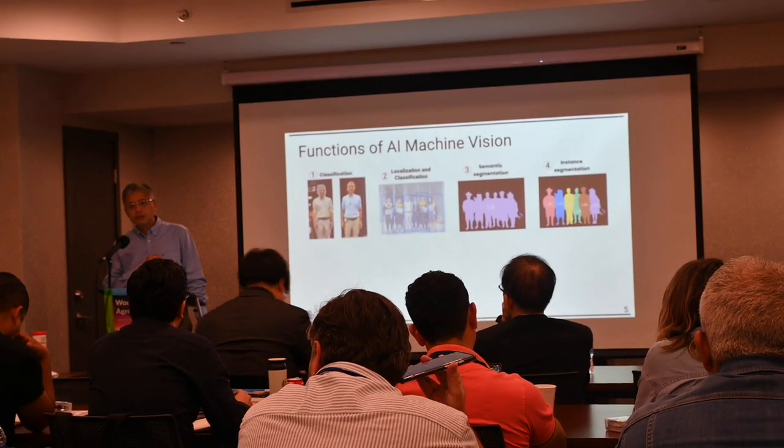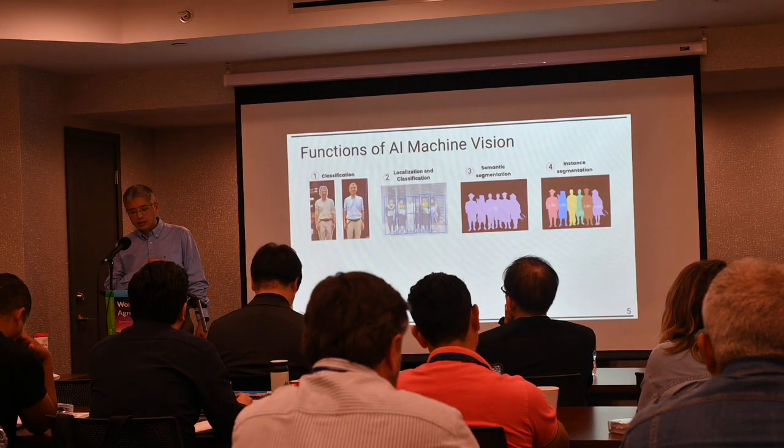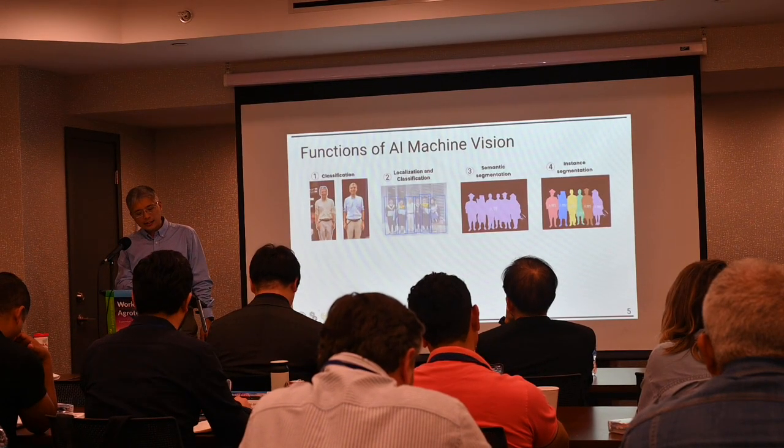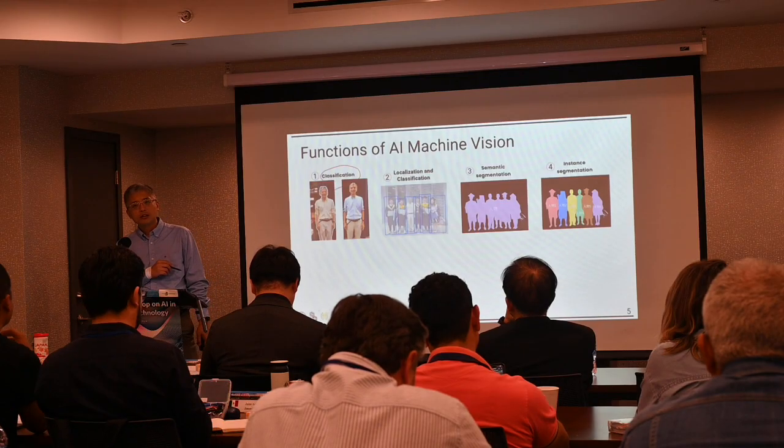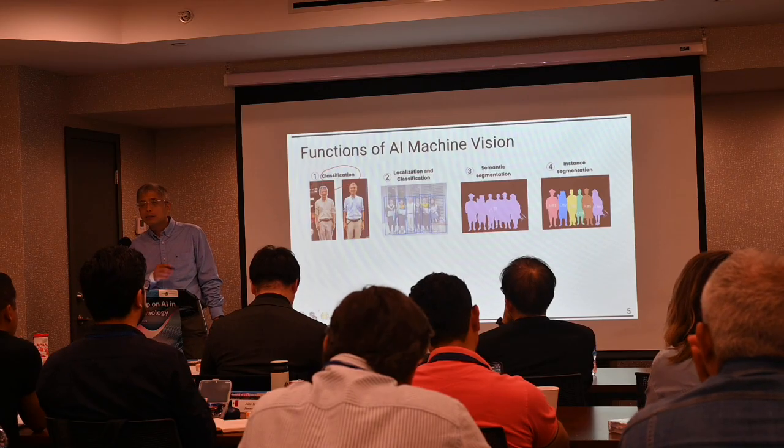Let's see what machine vision can do. There are 6 tasks. As I said, the first is classification. It tells you what image it is.